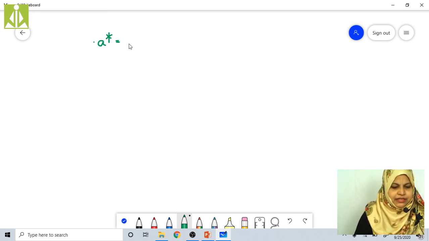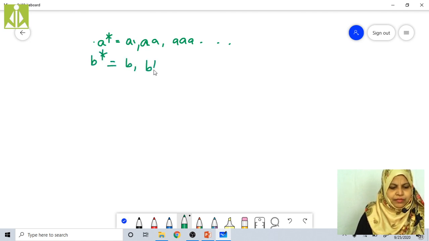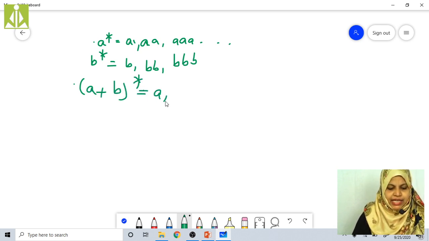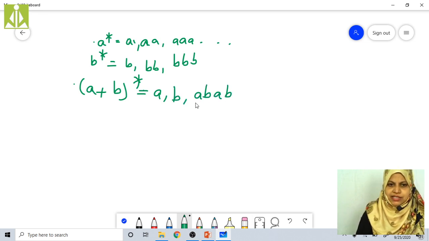A star means A or A dot, right? B star means B. What will it mean? Next is (A plus B) whole star. (A plus B) whole star is either A or B or AB, all those things, right?